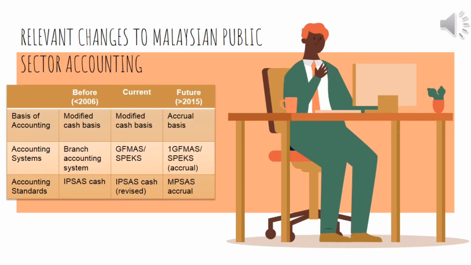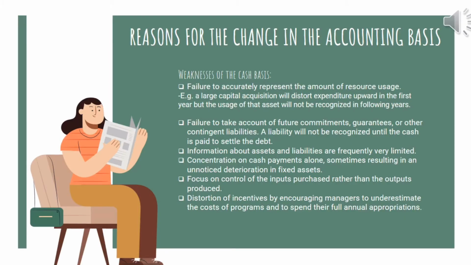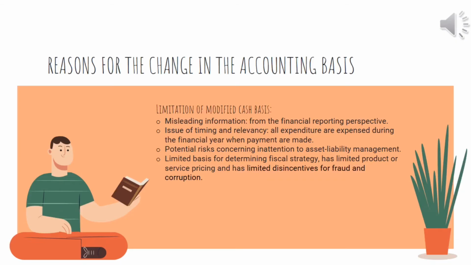Next, the table shows the relevant changes to Malaysian public sector accounting that lead toward the adoption of accrual accounting in the year 2015. These are the reasons for the change in accounting basis. First, weaknesses of the cash basis. It may be due to the failure to represent the amount of resource usage, failure to take account of future commitments or other contingent liabilities, and information about assets and liabilities is frequently very limited. The second reason is the limitation of modified cash basis. It may be due to misleading information and issues of timing and relevancy.